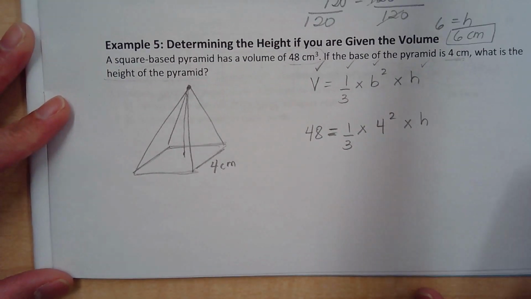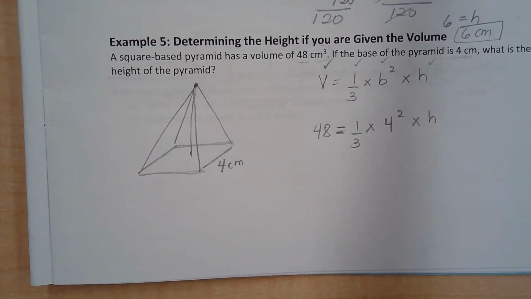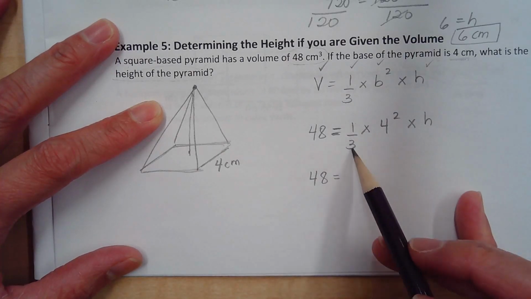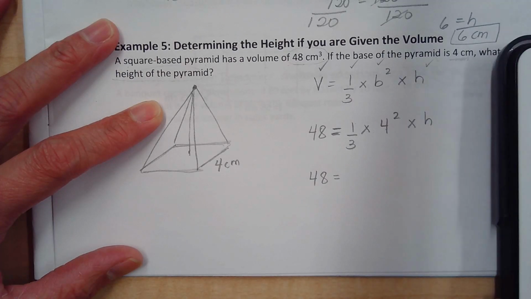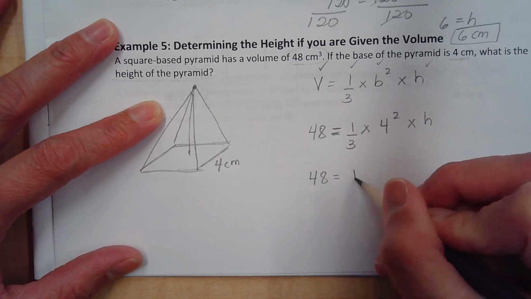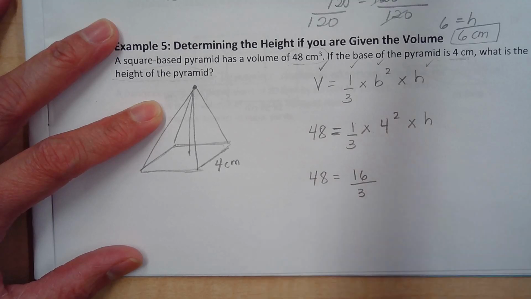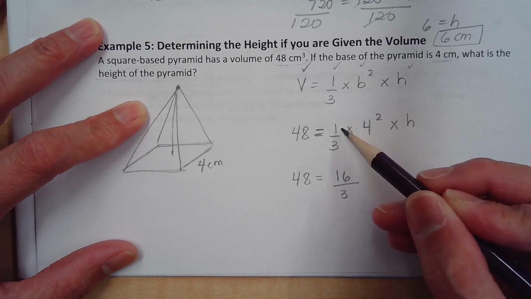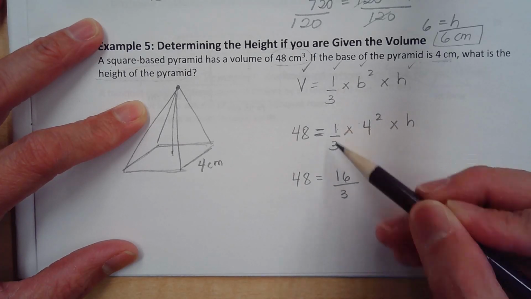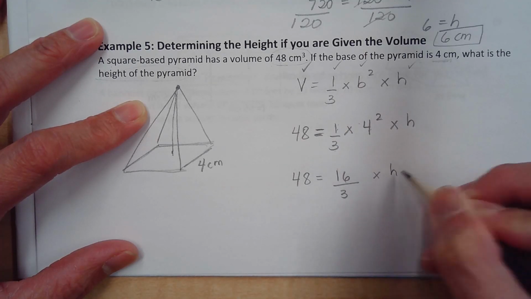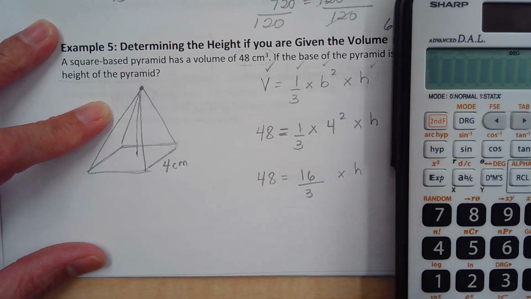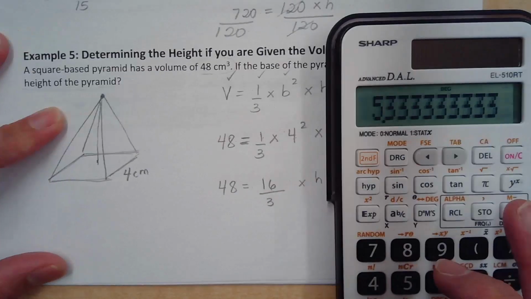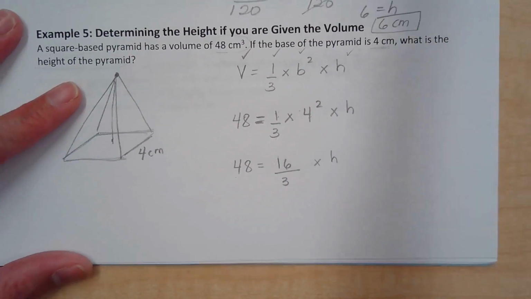Yeah, there is a better way. We could do this algebraically, right? Solving for h. So 48 is equal to 1/3 times 4 squared. What's that equal to? That's going to give us 16 thirds. How did I get that? 4 squared is 16, and then the numerator times 1 divided by 3, 16 thirds. Now you might go like this, 1/3 times 4 squared. It's going to give you 5.333333, right?